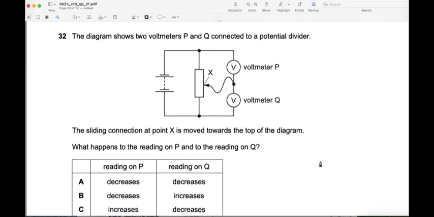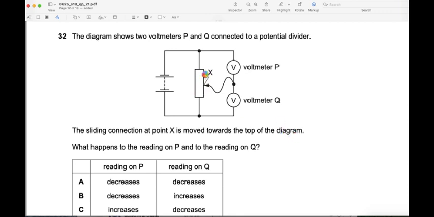The diagram shows two voltmeters, P and Q, connected to a potential divider. Now the sliding connection at point X is moved towards the top of the diagram.